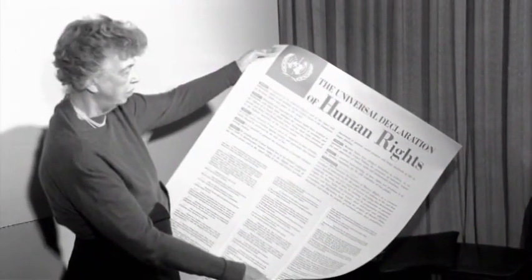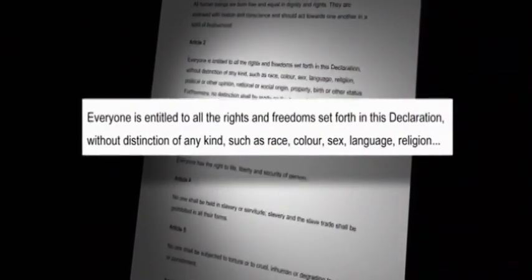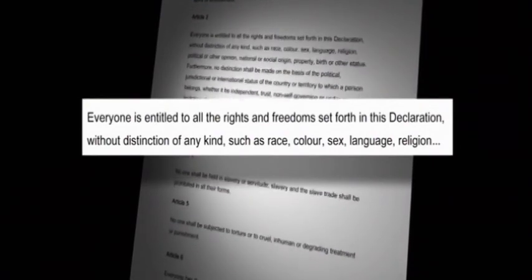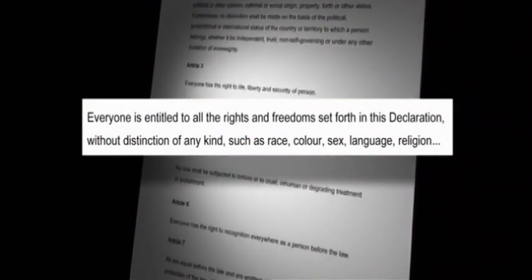There are 30 articles in the Declaration. Each article is a statement about the rights of every human being. Article 1 says that all human beings are born free and equal in dignity and rights. We should all enjoy the same fundamental rights and freedom. Article 2 says that these rights belong to everybody, regardless of race, religion, colour, sex, or any other reason.